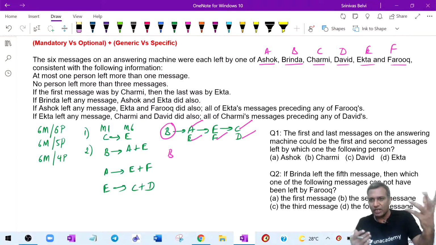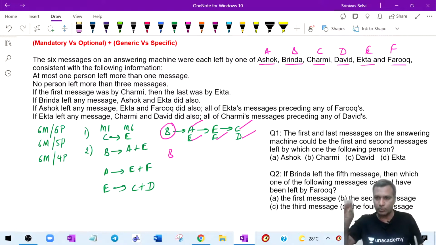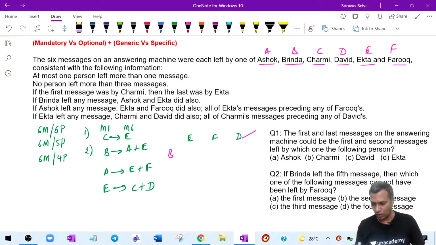One thing is triggering the other thing. This ball is going and hitting some other ball. That ball is going and hitting some other ball. Ultimately, all 6 messages have been hit, which means all 6 people dropped one single message out here. That is the point out here, right? I will explain this once again if you want here.